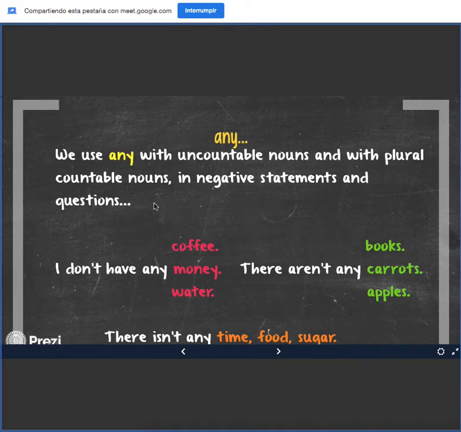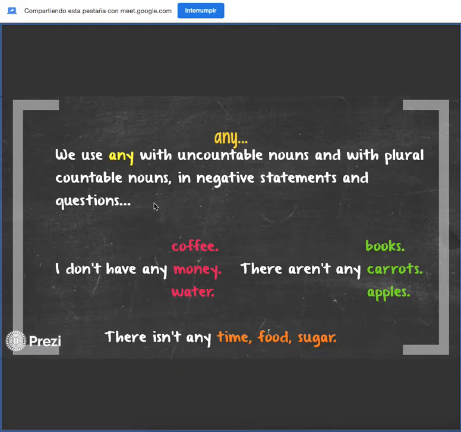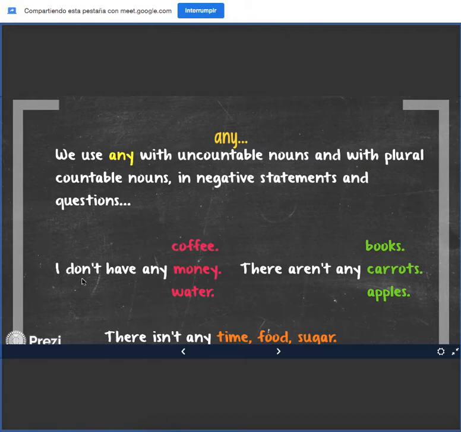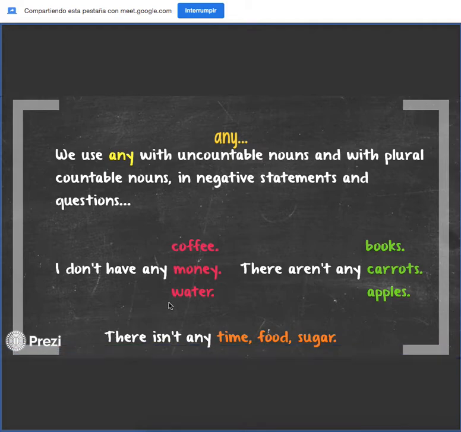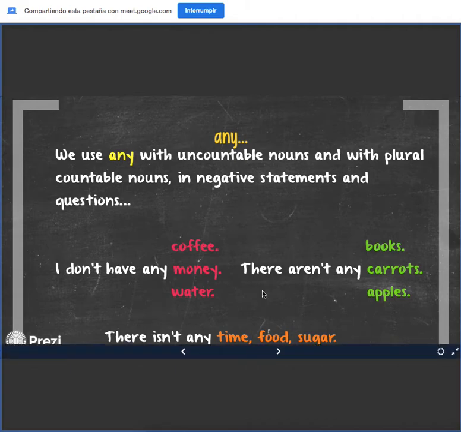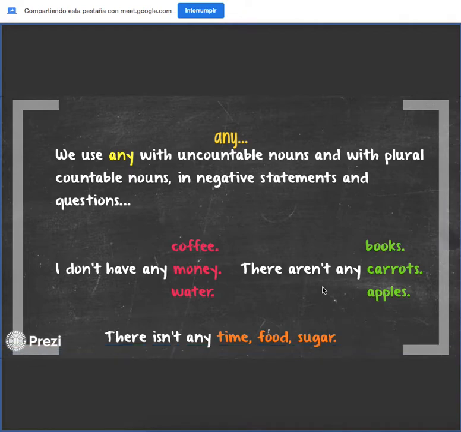Coffee, guys, coffee, countable or uncountable? Tell me. Uncountable, very good. And book is countable because you have books, you have a plural form. So we are going to take a look at these examples. I don't have any money. Or I don't have any water, or I don't want any water. You can say, there aren't any carrots. There aren't any apples. Or I don't have any apples.